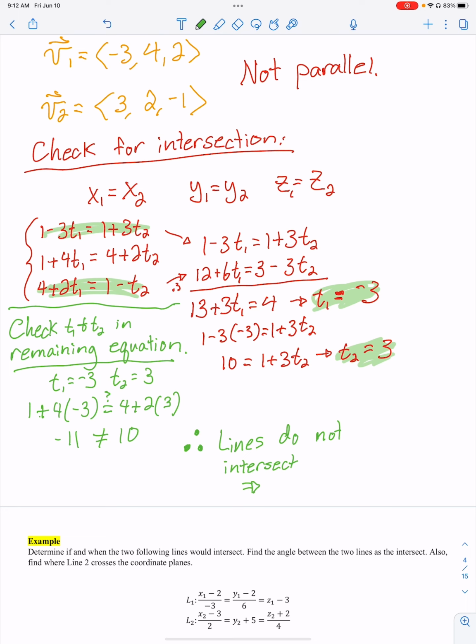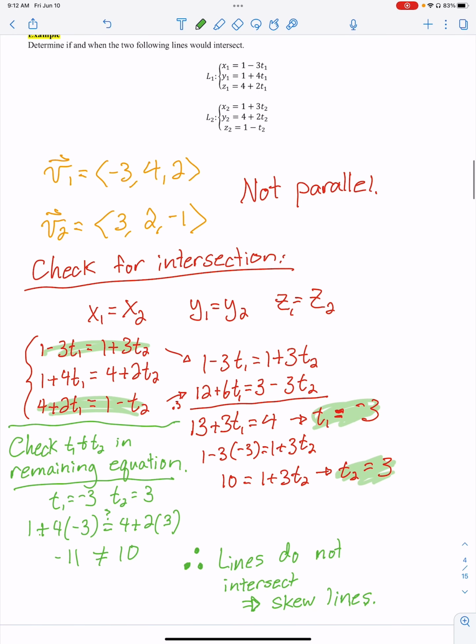So what that implies is that these are skew lines. What skew lines are, lines in 3 dimensions that do not intersect, but they're not parallel.